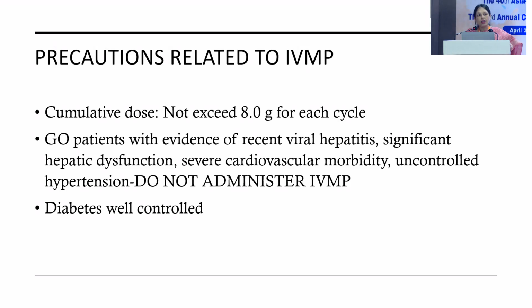Now very important, when you are giving IVMP, please do baseline investigations. The patient should not have any active infection at that point of time. You should also check for viral markers and the liver function test. There should be no history of recent viral hepatitis. If there is any severe cardiovascular morbidity or uncontrolled hypertension, do not prescribe IVMP standalone in your ophthalmic center. Many of these patients would have diabetes, so you have to ensure that you either switch the patient to insulin or increase the dose of oral hypoglycemics, and never increase the cumulative dose to more than 8 gram, because the patient would have problems after that.